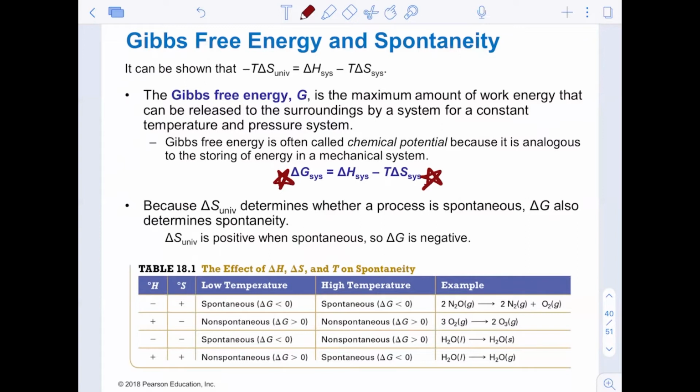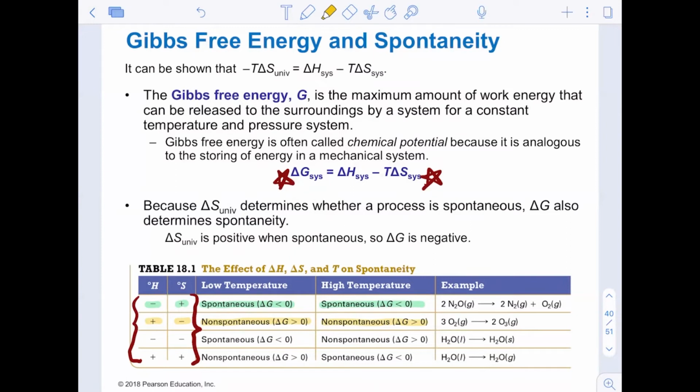determines spontaneity. Now we do have a chart right here to understand the favorability, right? And what that means for spontaneity. We'll be working through all of these processes. Notice again, favorable and favorable, always spontaneous, right? Low temperatures and high temperatures, always spontaneous. Unfavorable, unfavorable, always non-spontaneous. It's the last two that we're going to spend some time in class working with when one aspect, enthalpy or entropy, is favorable and the other one is unfavorable.